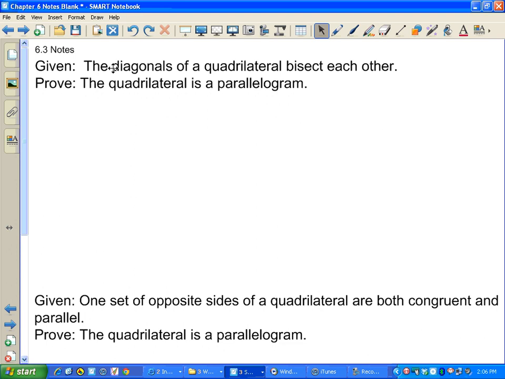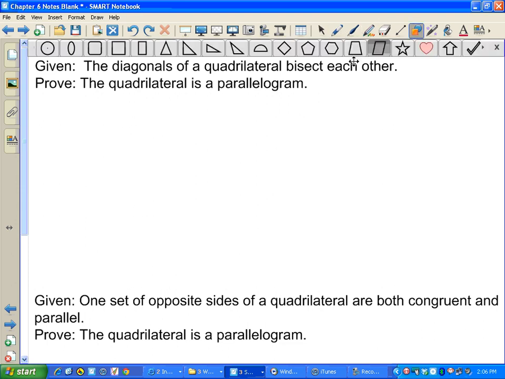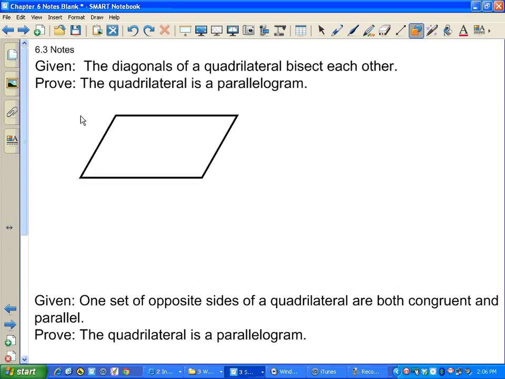First one is, we know that the diagonals of a parallelogram bisect each other. So let's say we start with that. Is that going to be enough for us to prove that the quadrilateral is a parallelogram? I'm sure you've guessed by now that it is going to be enough. But let's just go through the proof. This is good practice for you for proofs.